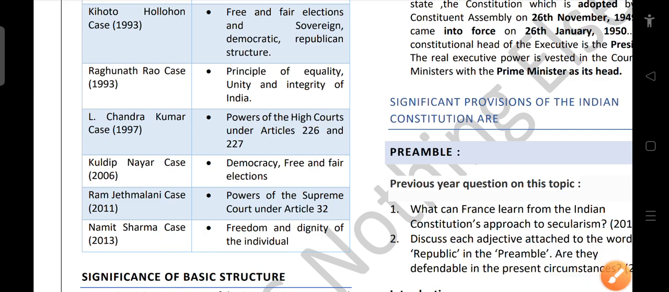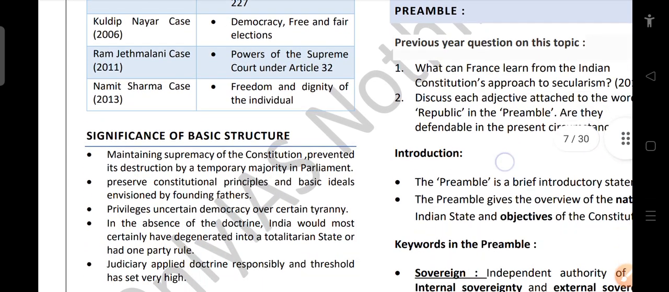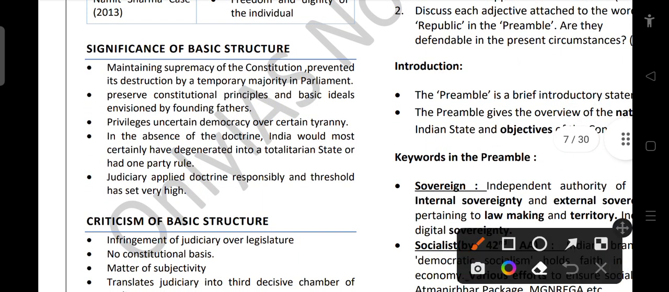So all these were declared as a basic structure by various Supreme Court judgments. Now, what is the significance of this basic structure? It is maintaining supremacy of the Constitution. It prevented its destruction by a temporary majority in Parliament. Then it preserved the constitutional principle and basic ideals envisaged by our founding fathers. So it will preserve all the basic constitutional principles, and it will maintain the supremacy of constitution, not the parliamentary sovereignty but the constitutional sovereignty.